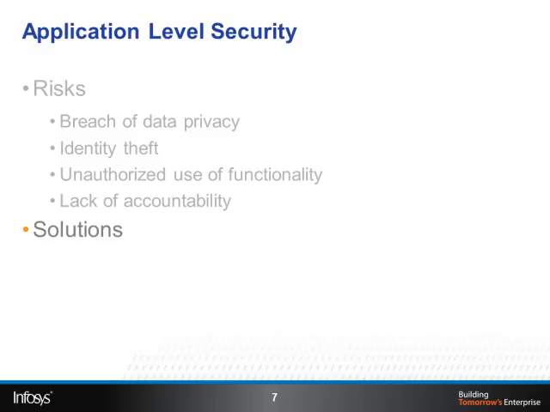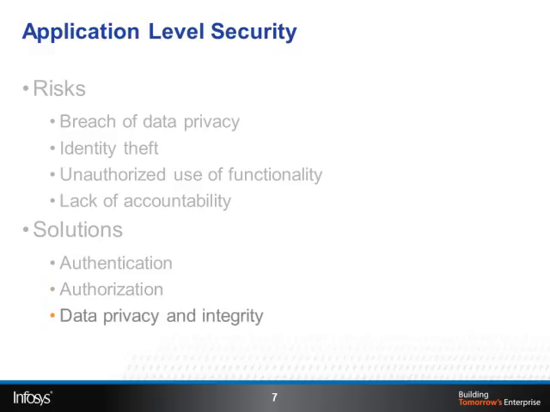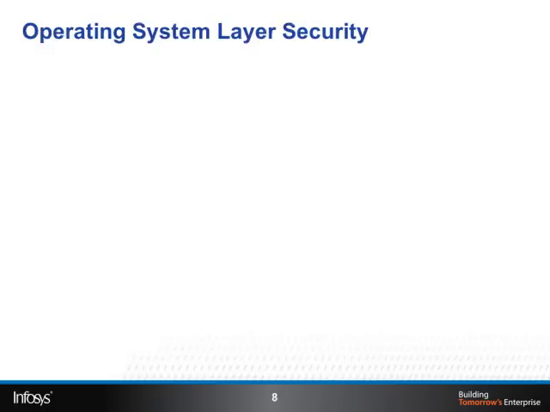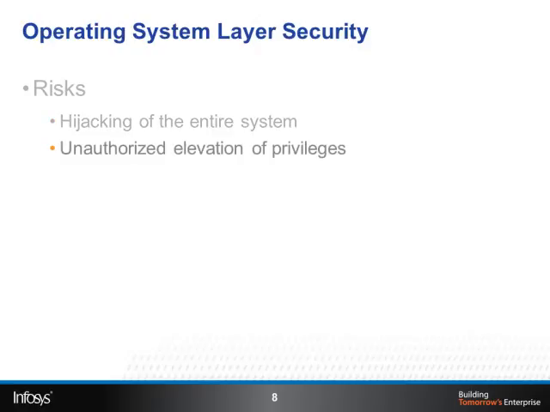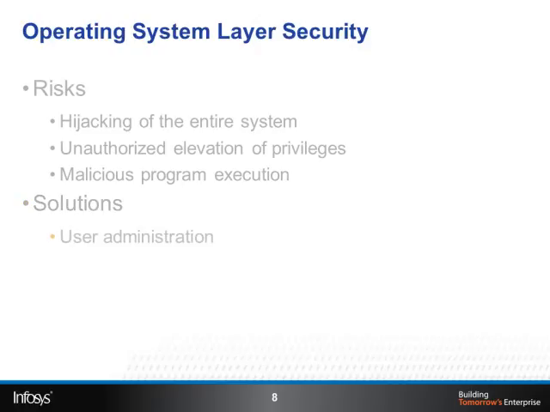The solutions for the above risks include authentication, authorization, data privacy and integrity, and also non-repudiation. Now let us elaborate on operating system security. The risks associated can be hijacking of the entire system, unauthorized elevation of privileges, and malicious program execution. The solutions to overcome these risks include user administration.